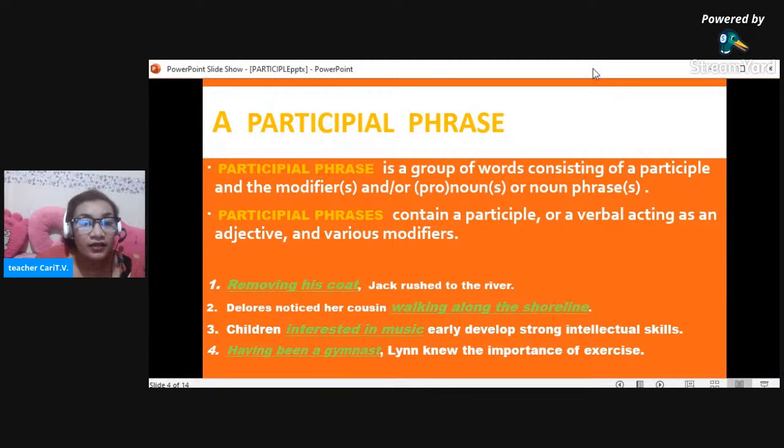Number three, children interested in music early develop strong intellectual skills. How were the children being modified? Interested in music. And number four, having been a gymnast, Lynn knew the importance of exercise. So having been a gymnast describes Lynn.